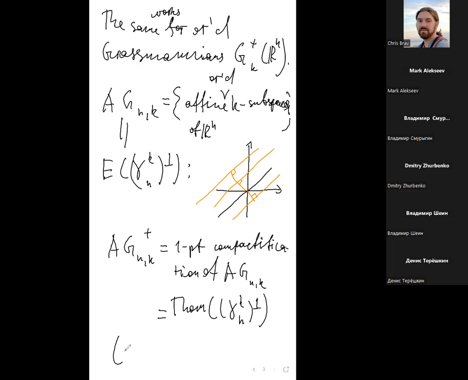Okay. Well, these spaces for a fixed k and varying n form a spectrum.